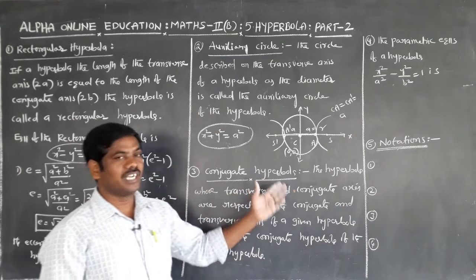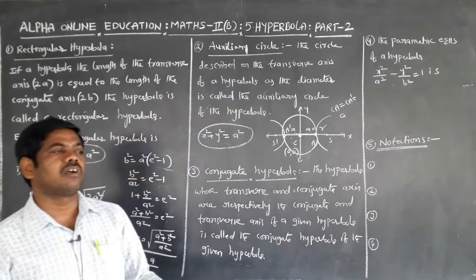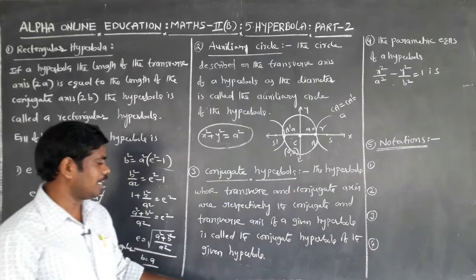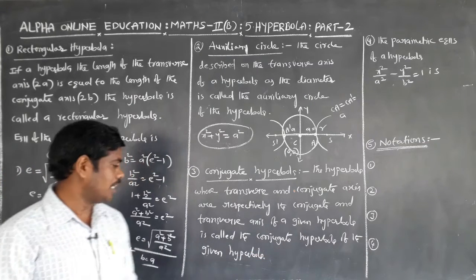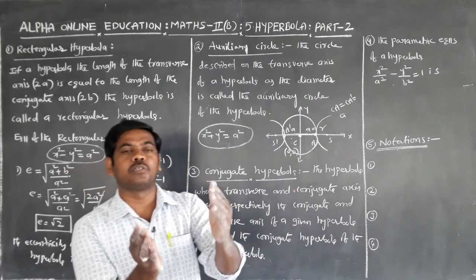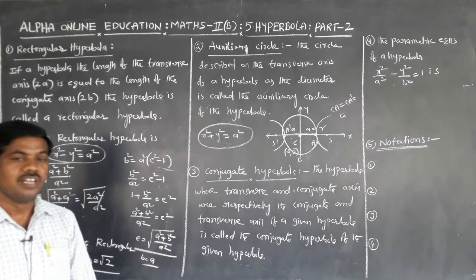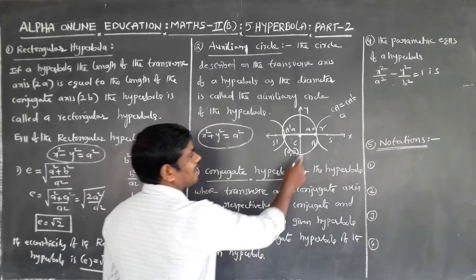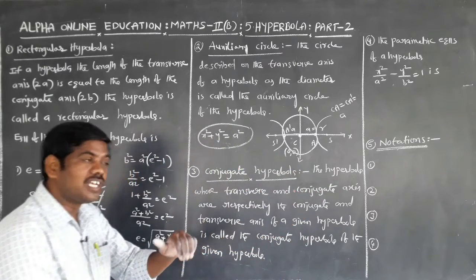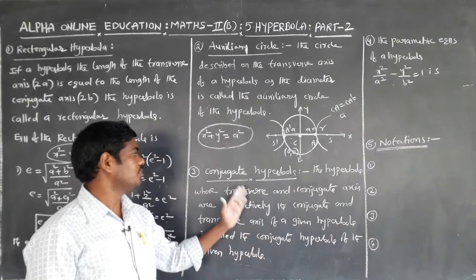Next one is the conjugate hyperbola. The hyperbola whose transverse axis and conjugate axis are respectively the conjugate axis and transverse axis of a given hyperbola is called the conjugate hyperbola of the given hyperbola.